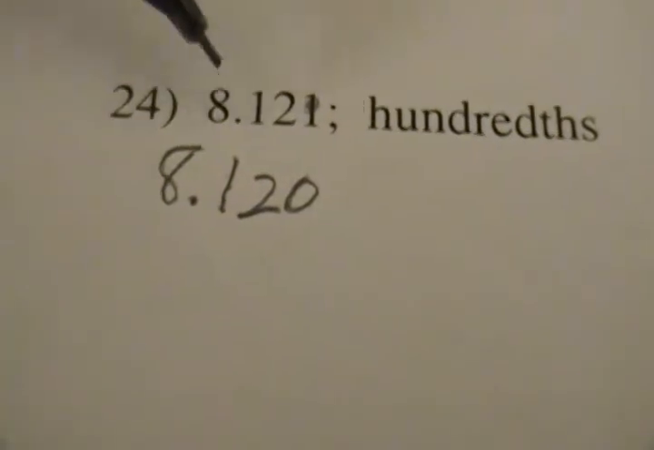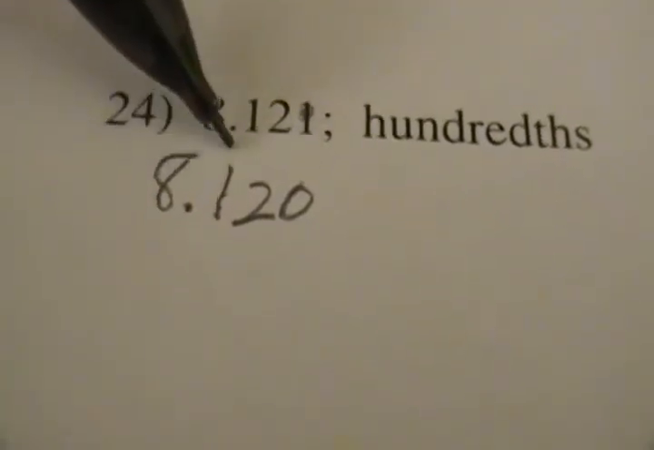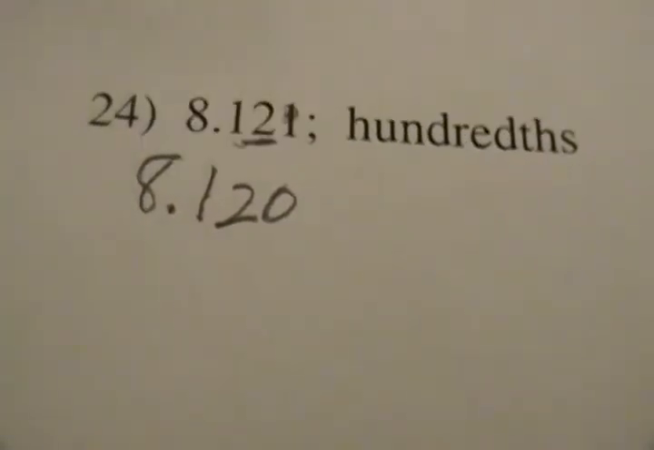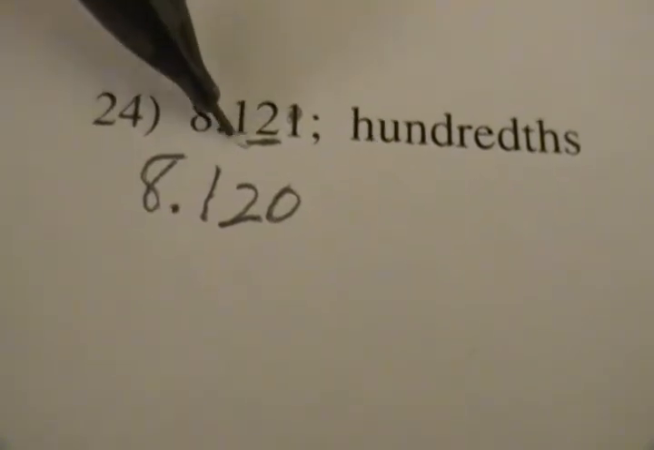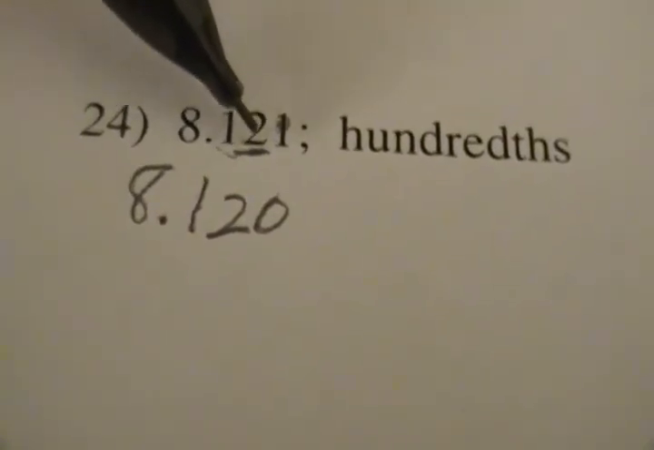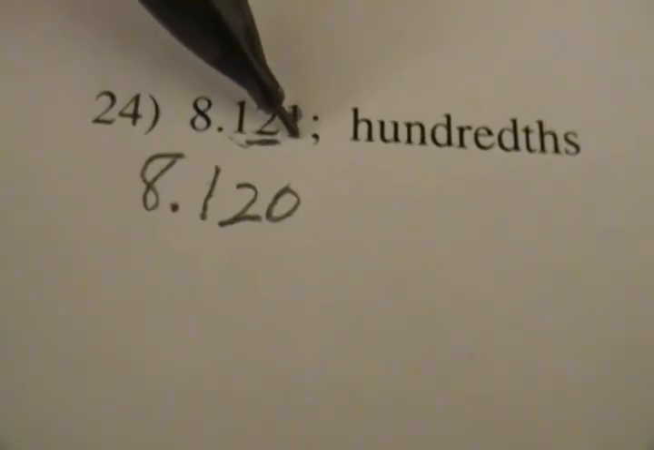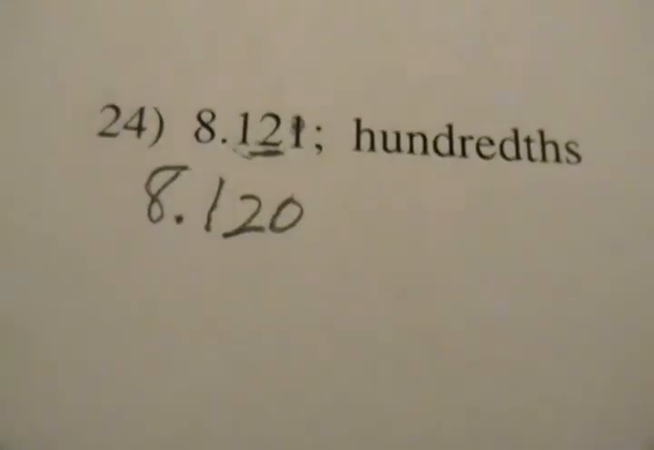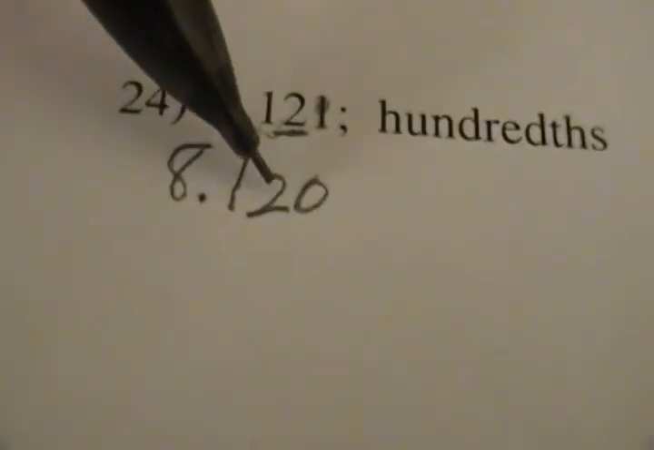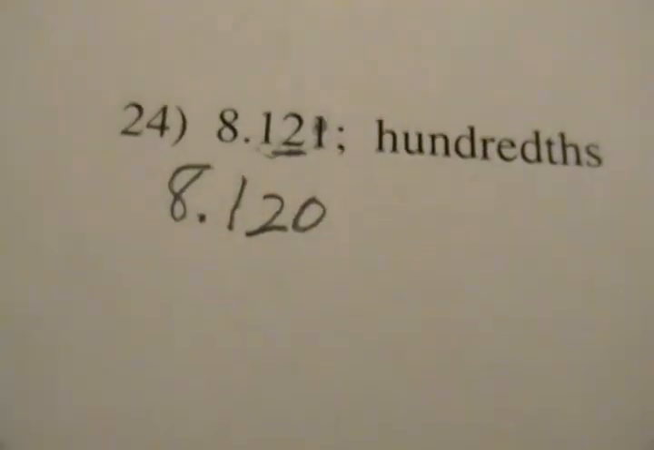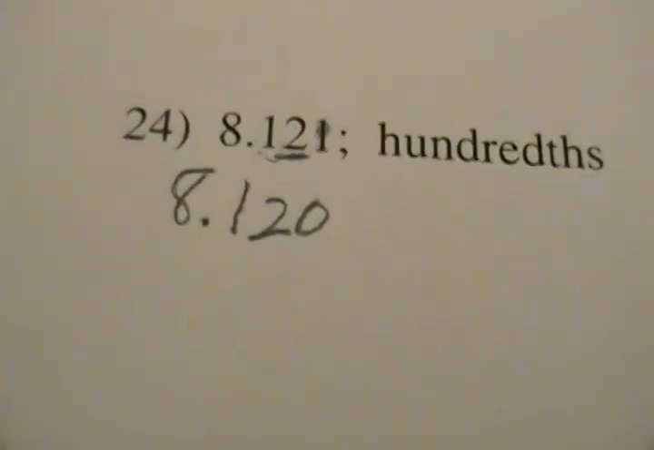Now why is that? Where's the hundredths place? The hundredths place is right here, right? The 2. Now we look at the number next to it, to the right, and it's 1. So the rule is if it's 1 to 4, right, then we have to round down. That's why we just keep the number 8.120. Alright.